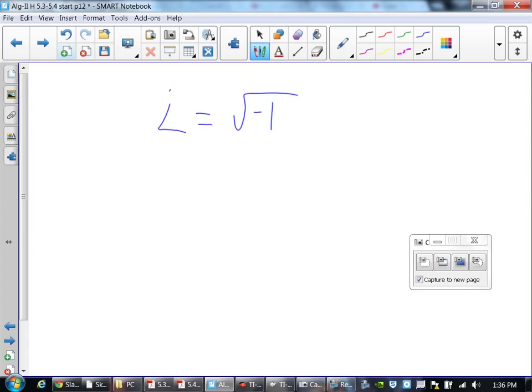i is the square root of -1. Therefore, if you work it the other direction, i squared would equal -1. Okay? The square root of -1 is i, and i squared is -1. It works going both ways there. So what we're doing here is it's going to allow us to be able to solve this.